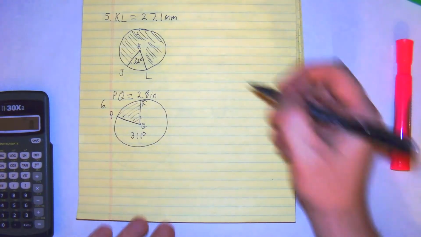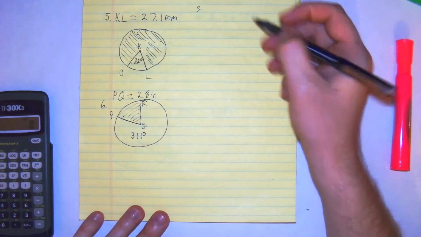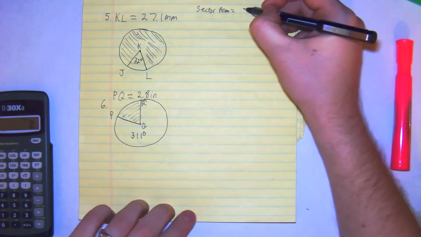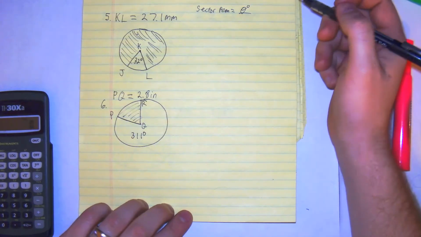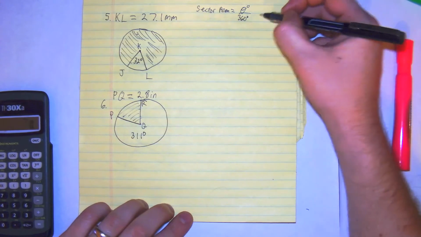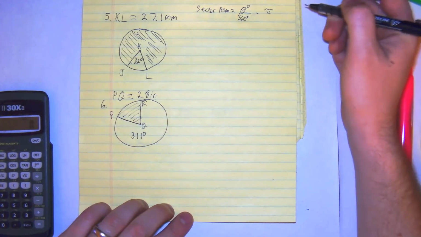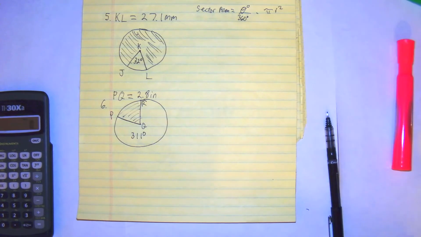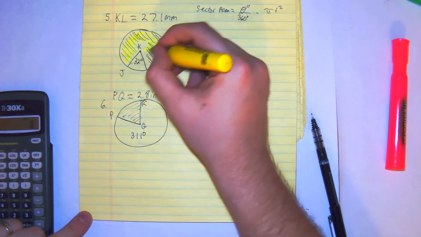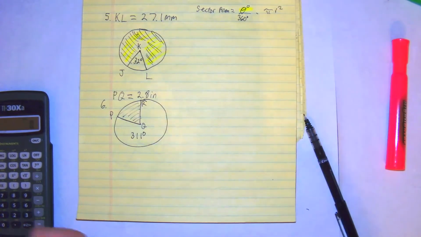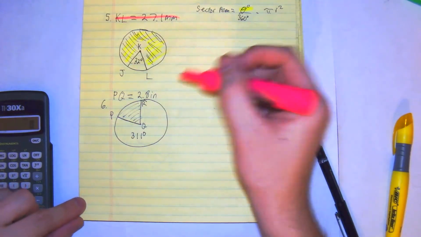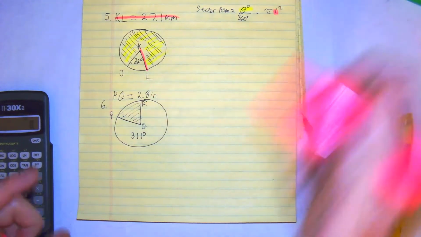Okay, number 5. We know sector area is equal to the degrees of the arc divided by 360 times pi r squared. So the area we're going to be focusing on here is this. And then right here, we're looking at KL, our radius, which will be right here.